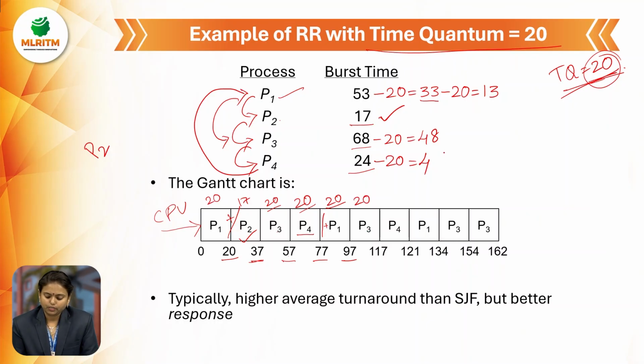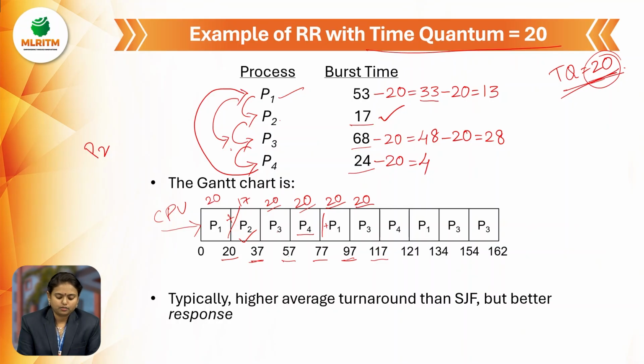Next P3 time quantum is what? 20. So 48 minus 20. What is 48? Remaining burst time of P3. Okay. So 48 minus 20, 28. Then again 97 plus 20, 117. This is the waiting time of next process.